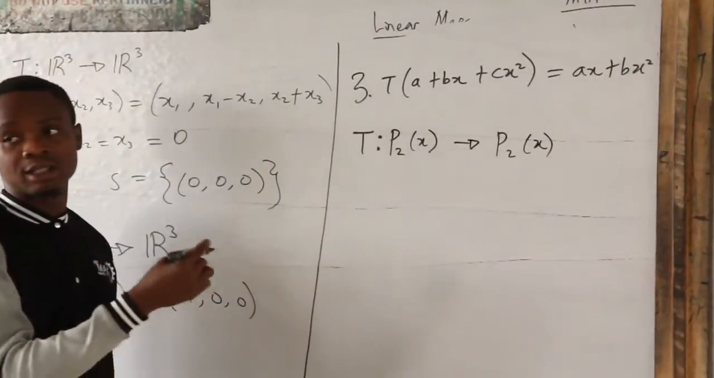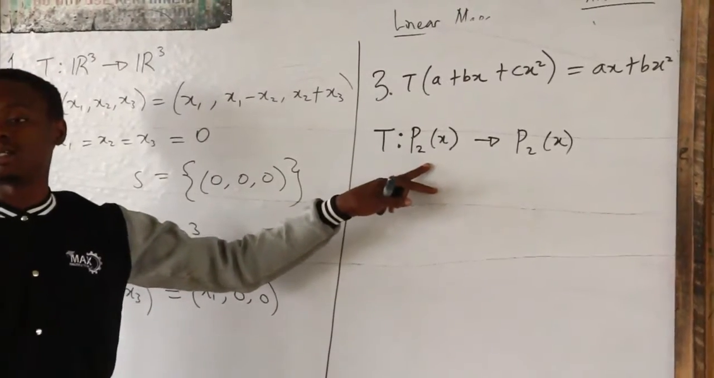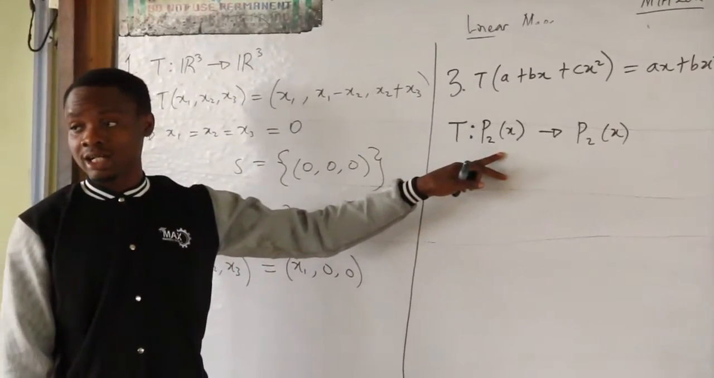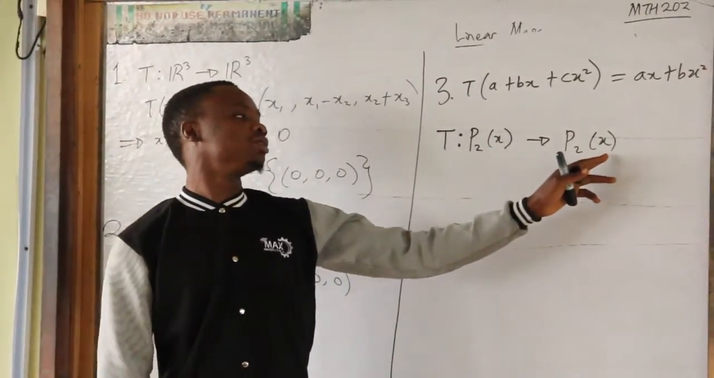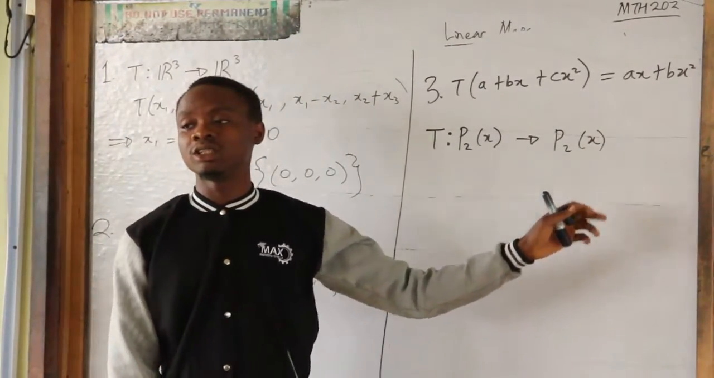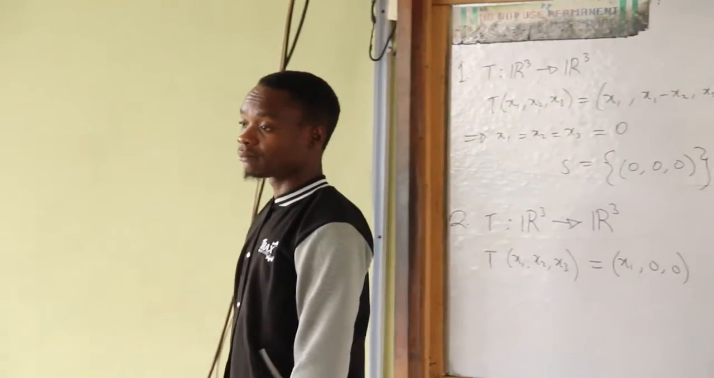You know what I mean by that? Polynomials of degrees not greater than 2. Is that clear? It takes in polynomials of degrees not greater than 2 and produces polynomials of degrees not greater than 2. Is it clear? Do you understand that?